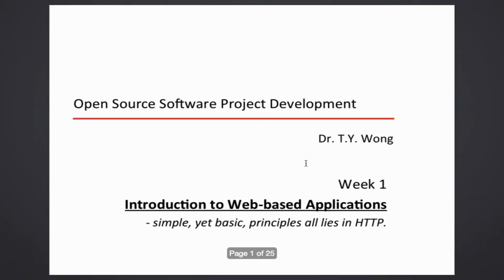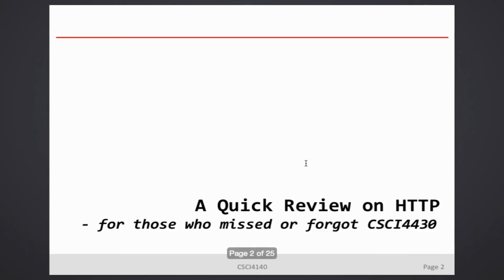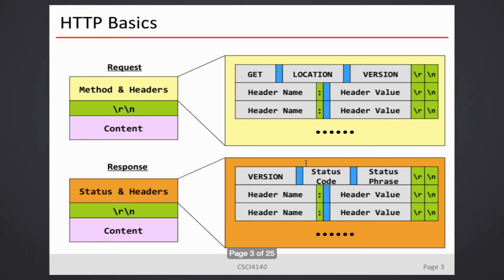So what is a web application? A web application will use the HTTP protocol. The HTTP protocol has been covered in 4430, so I will only revise a little bit. If you didn't take any networking course, that's not a problem because I don't ask you for the fields or their usage. So I will go a little bit fast.